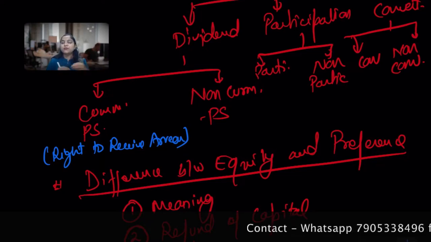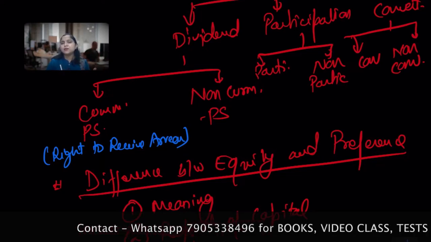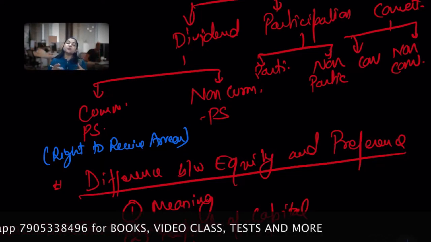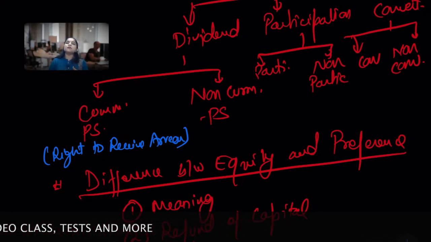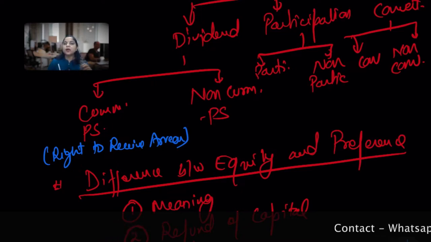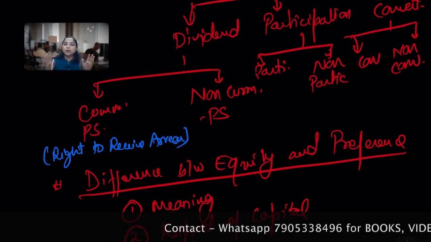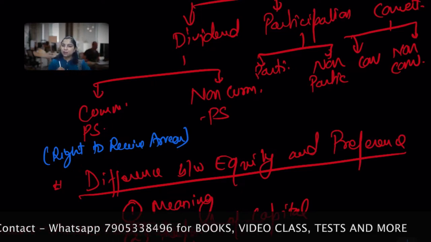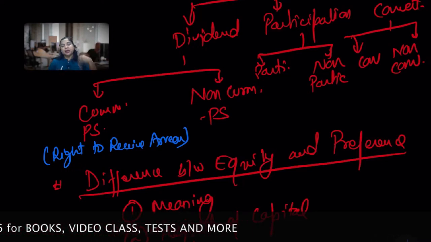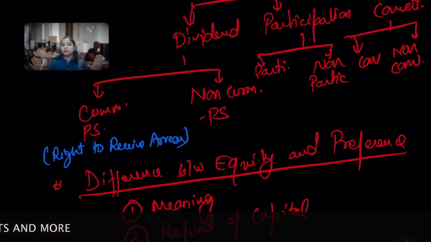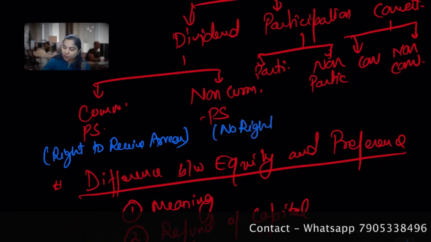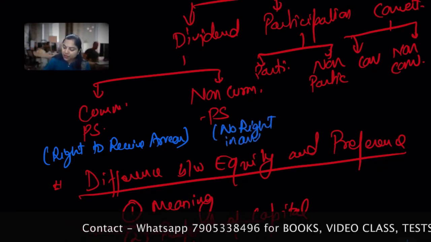So if no dividend is declared, suppose in the current year company is not having a good scenario and they didn't declare any dividend due to XYZ reason, so they are not going to get anything, nor can they claim it, neither today nor in future. So they have no right. Non-cumulative preference shares have no right in arrears.